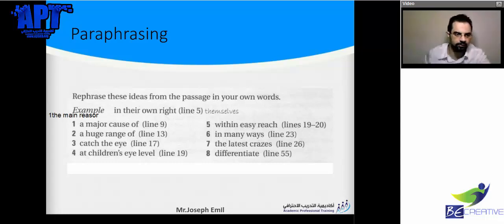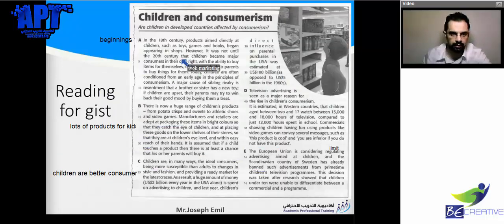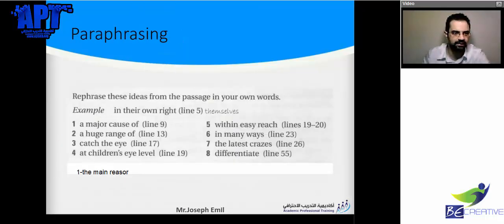Let me just write it on top here so that we can have enough space, or at the bottom. So number 1 is the main reason. What about number 2? A huge range of. It's in line 13, so let's take a look. A huge range of children's products. We're not talking about just a lot of children's products. We're talking about a wide variety. Wide variety. That's also a huge range. So number 2 could be wide.